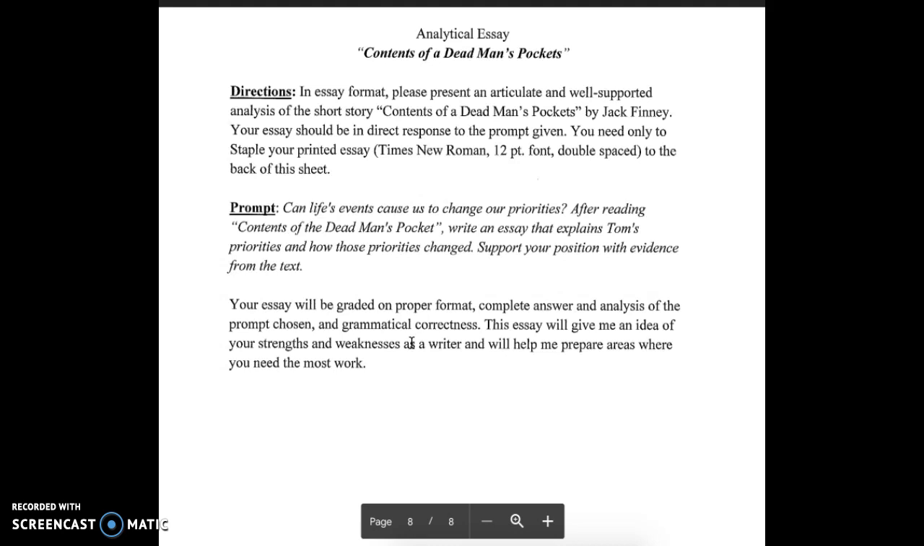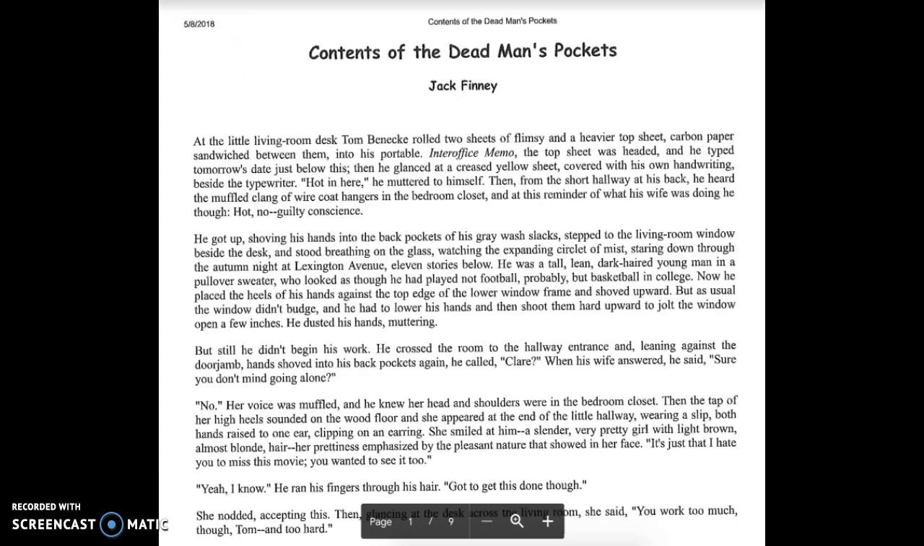Your prompt will be graded in a proper format, complete answer and analysis of the prompt chosen, as well as grammatical correctness. This essay will give me an idea of your strengths and weaknesses as a writer and will help you prepare areas where we can improve. So as you read the story, you are to do these things: answer those 5 questions, and respond to that analytical essay. Here again is the actual PDF of the short story itself. I do have printed copies in my classroom, but only a few, and if you want to just follow along on this video, you're welcome to do that as well.